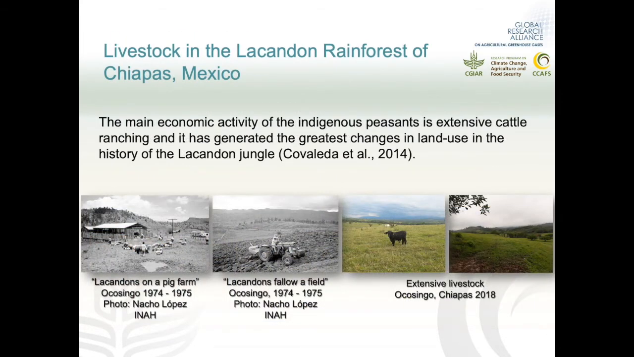The Lacandon rainforest is located to the east and northeast of the state of Chiapas in southern Mexico. One of the main economic activities of the indigenous peasants of this region is extensive cattle production, and it has generated the greatest changes in land use in the history of the Lacandon rainforest. The biodiversity of this region is one of the most important in the country. This characteristic allows a reconversion of the livestock towards sustainable systems through the use of native resources that have the potential to reduce methane emissions and rehabilitate degraded areas.